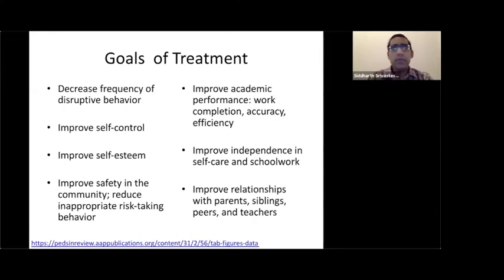First off, what are the goals of treatment of ADHD? Here are the goals that we should keep in mind for treatment. So we want to decrease disruptive behavior. We want to improve self-control, self-esteem. We want to improve safety in the community, in school, and the home. We want to improve independence in terms of self-help, in terms of schoolwork. And we want to improve relationships with parents, with siblings, friends, teachers, and so on.